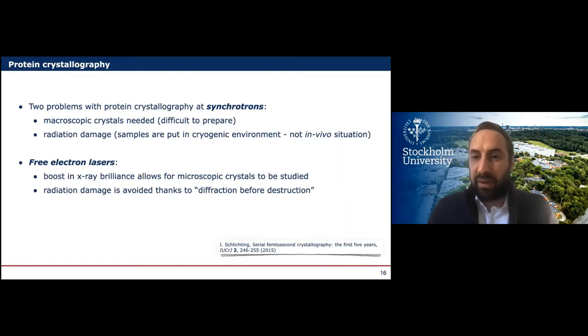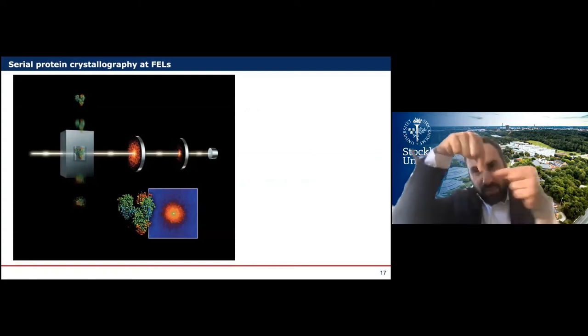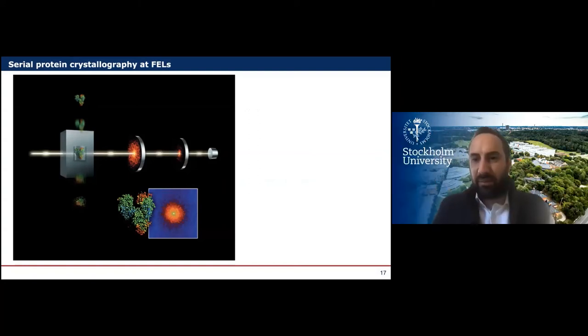The boost in X-ray brilliance allows you to actually study small crystals, simply because you have more photons. And the radiation damage is a bit controversial. It's actually way worse, but because the pulse is so short, you avoid it. This is the principle of diffraction before destruction, and it is the way that some of the experiments are usually done. You inject whatever protein or crystal you want through a jet, and then you synchronize the jet with the X-rays. When they hit each other, there is a detector behind, and you get the scattering pattern.